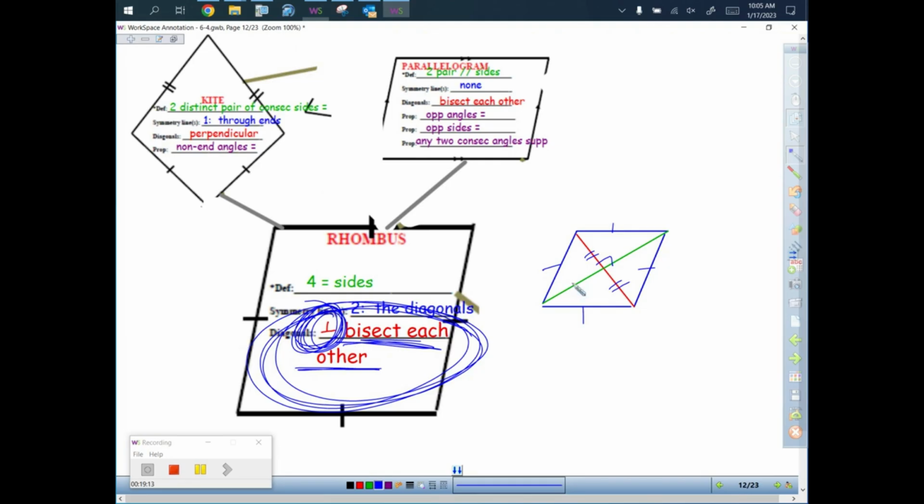So they are not. So wouldn't this have to be triples and triples? Like this red one could be 5 and 5, and that green one would have to be 6 and 6. They cut each other into two equal pieces. They intersect at a 90, but they're not the same length.